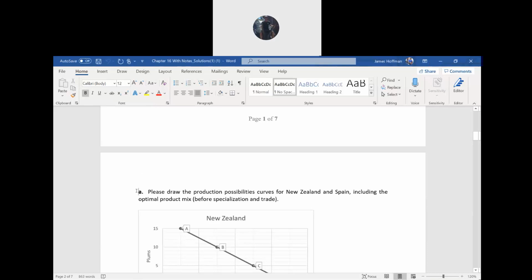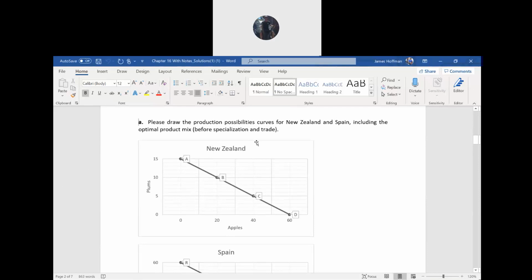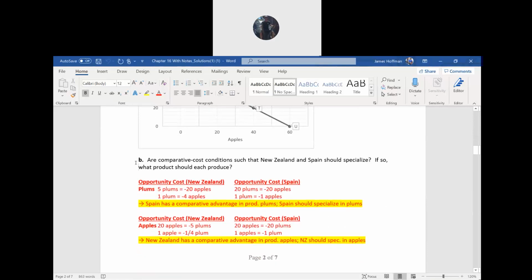Okay, so we did that, and if you were doing your homework in Excel, all you have to do is just copy and paste your tables here, like we did there. All right, part B. This is important. Are comparative cost conditions such that New Zealand and Spain should specialize? And if so, what product should each produce?